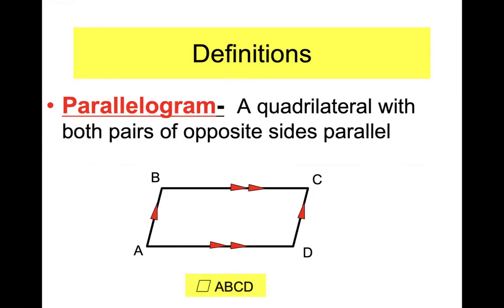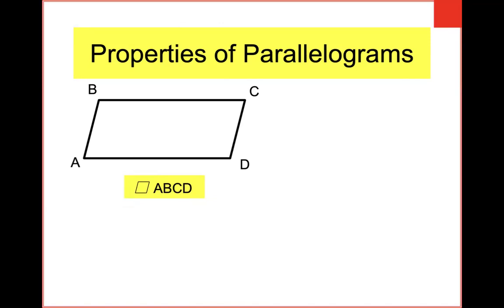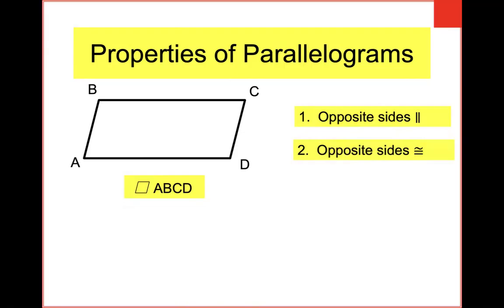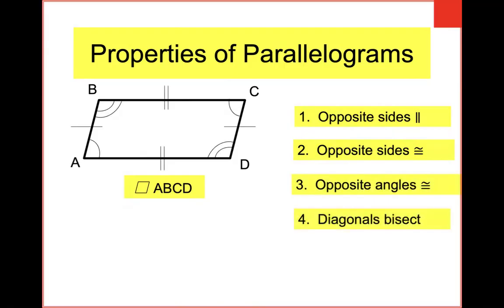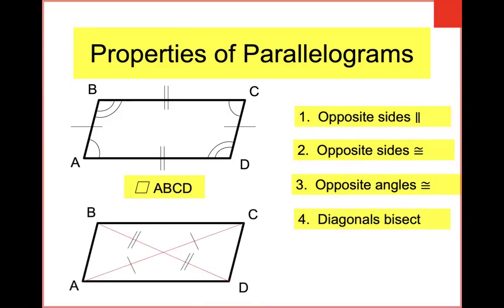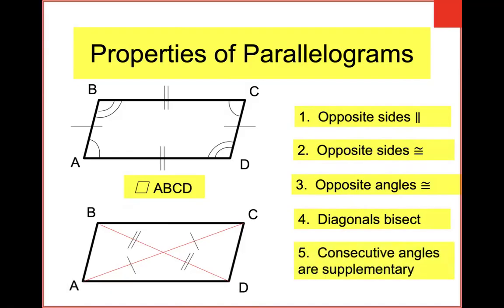We name parallelograms using the parallelogram symbol. We pick a vertex A, B, C, or D, and we either go clockwise or counterclockwise. There are five basic properties. So the definitional property, the second one, we proved that opposite sides are congruent. We also proved that opposite angles are congruent as well. The last two, first is the diagonals bisect each other. I need a different one. It's getting a little crowded there. And then the very last one is that consecutive angles are supplementary.